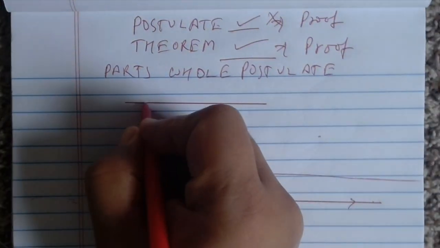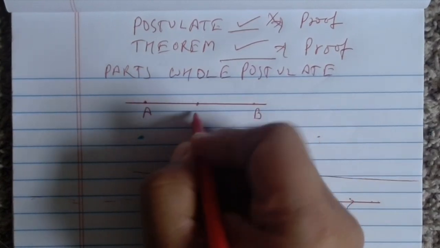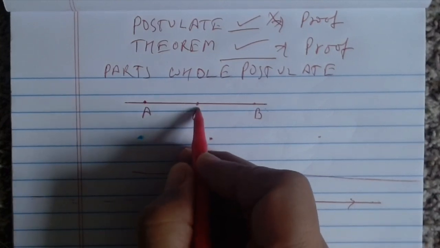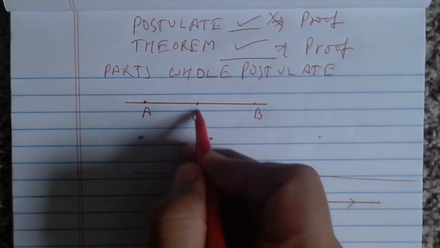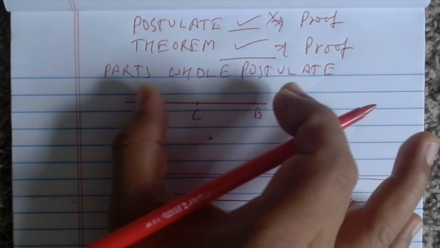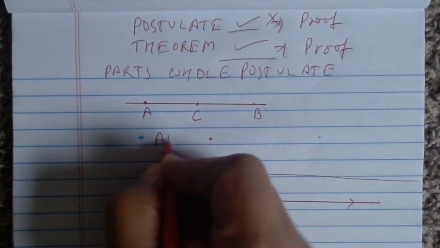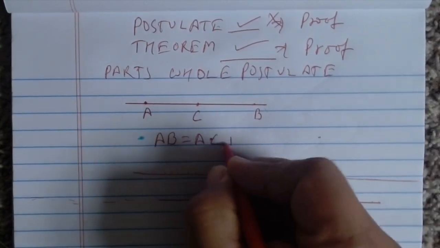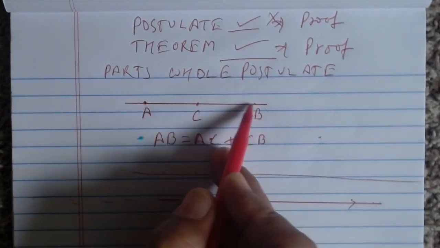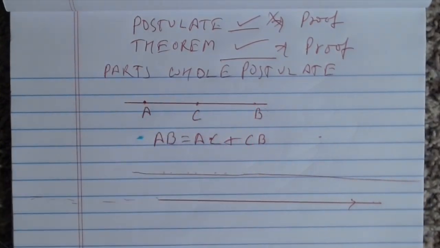This is a line, and I make a segment here. I call this segment AB, and I draw another point here. Let's call it C. So this segment has another point here called C. Then AC is part of the whole AB. CB is also a part of the whole AB. So AB shall be equal to AC plus CB. That is the parts whole postulate. The length of A to B would be equal to the length of A to C plus the length of CB. That's the parts whole postulate.